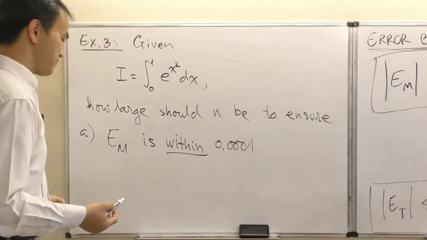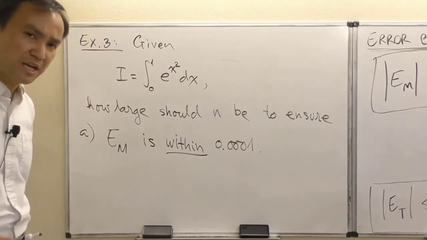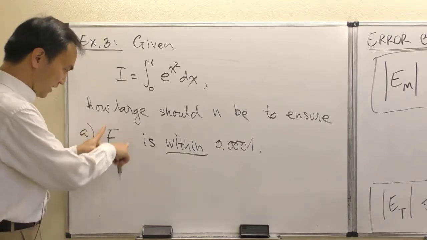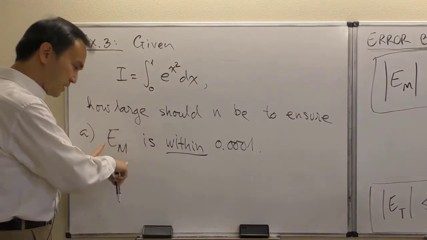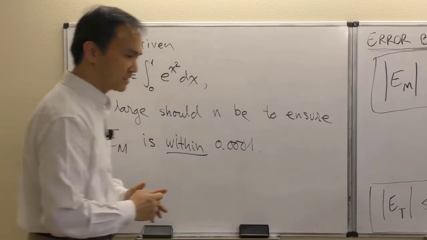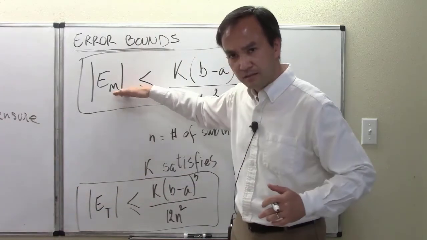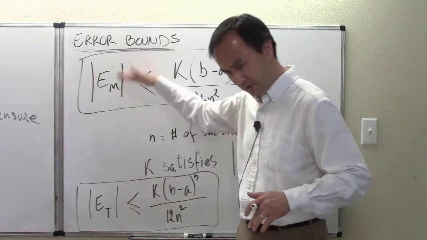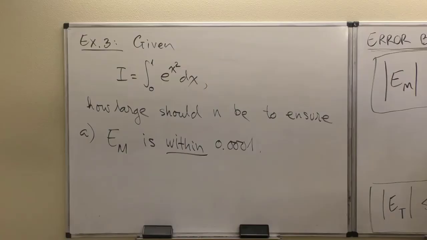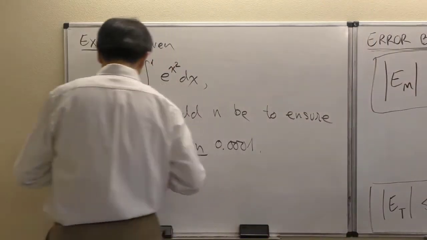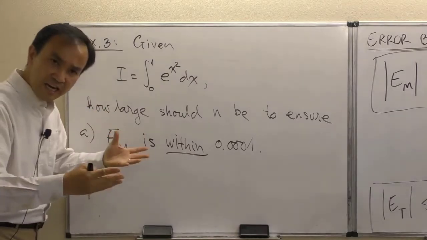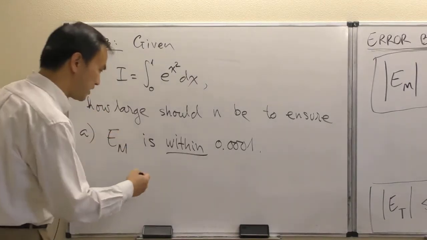So what does it mean to be within 0.0001? Here's what it means. Now, you can notice in the beginning I wrote this down without the absolute value sign, but the formula that I introduced has absolute value signs. So let's hold on to that. The E itself means the error amount, and being within 0.0001.